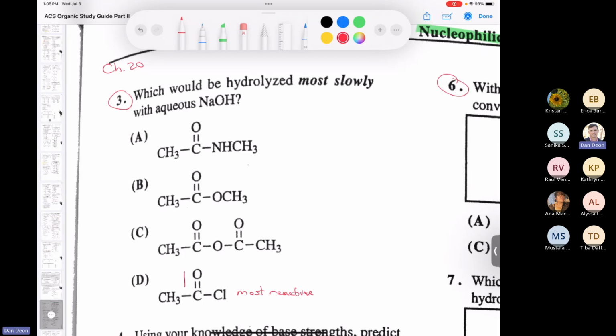And the reason why is you have a dipole going this way, dipole going this way. And of course, a chloride ion is a very good leaving group. It's the conjugate base of HCl, which is a strong acid. So I'll put number 1 for this one, most reactive. And then we saw that an acid anhydride was actually second place in terms of leaving groups, right? A carboxylate, is it a good leaving group? Yes, it's not as good as a chloride ion, but it's still a decent leaving group.